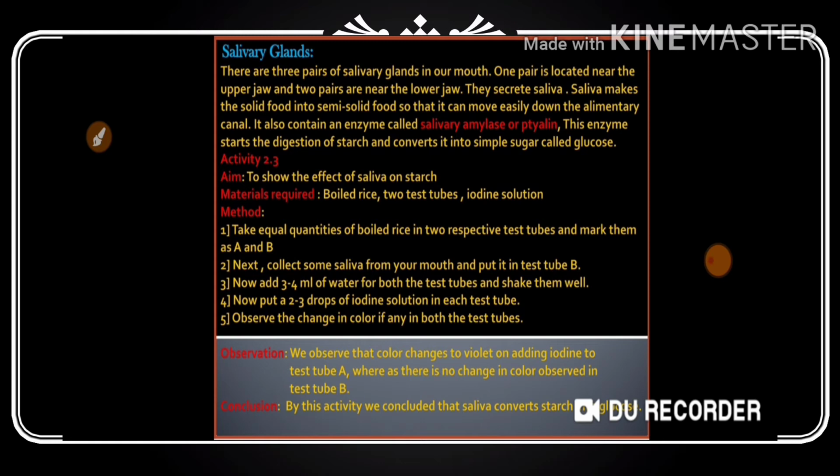So what you understood is that rice contains starch. Are you getting my point? Rice contains starch, which is nothing but a sugar it contained initially. That is what you did in that experiment. Here, what we need to understand is the effect of saliva on starch.